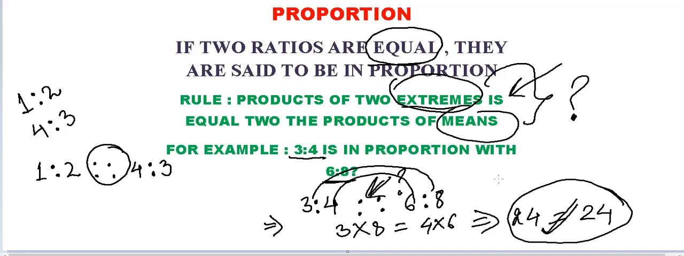This was the basic concept of ratio and proportion. This will clear all your doubts regarding the concept of ratio and proportion and why we use it.